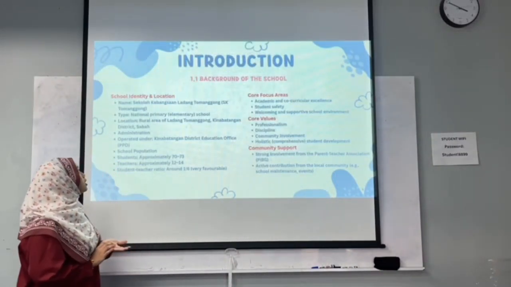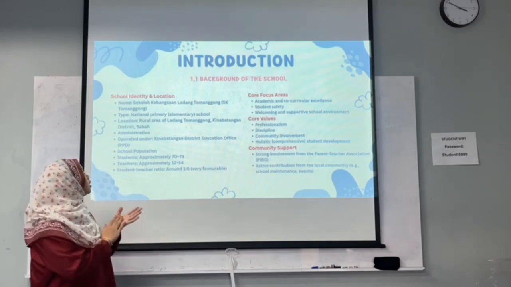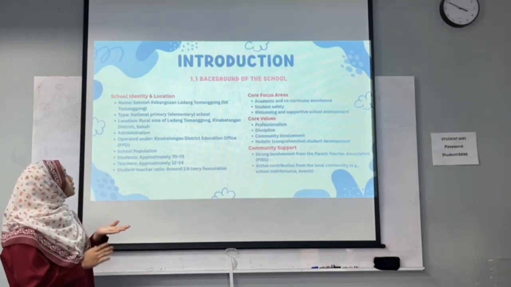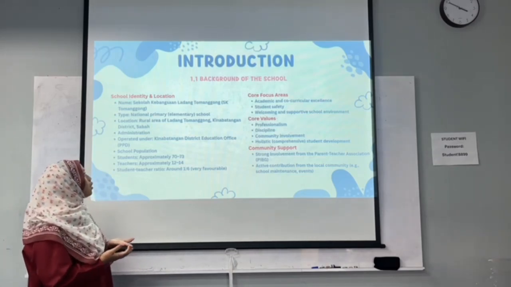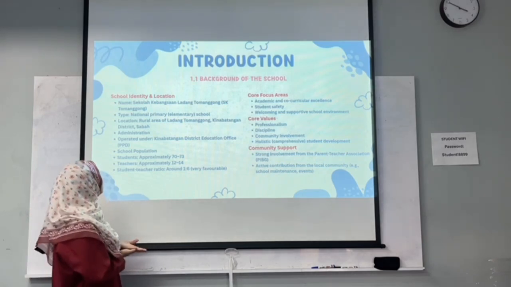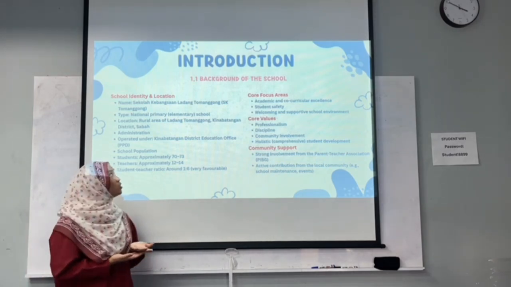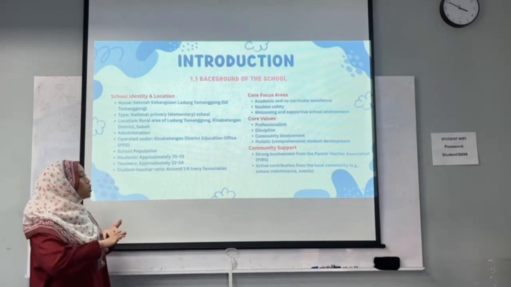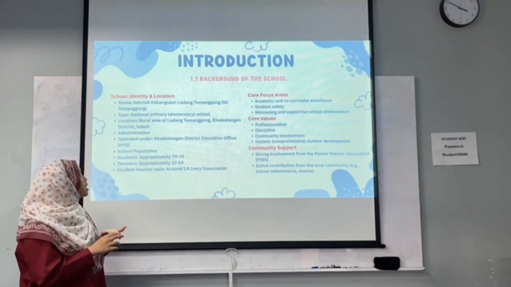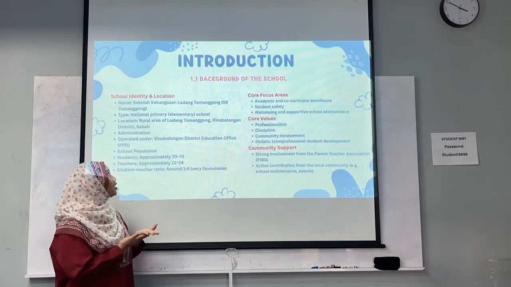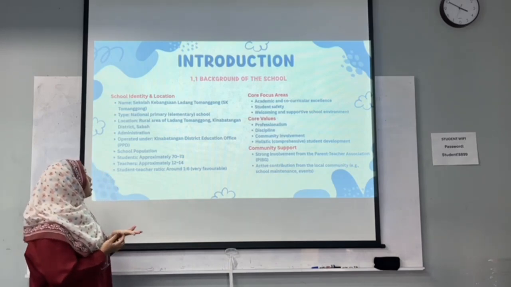This is the school identity and location. The school name is Sekolah Kebangsaan Ladang Tomanggong, or well known as SK Tomanggong. The type of this school is National Primary Elementary School. The location of this school is stated as a rural area at Kinabatangan district, Sabah.